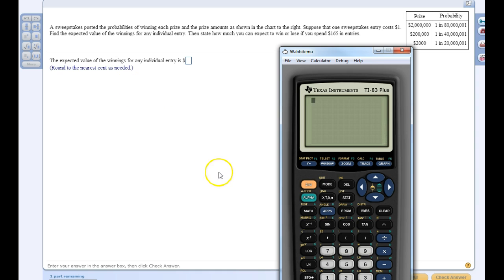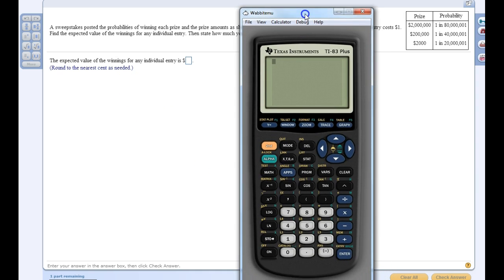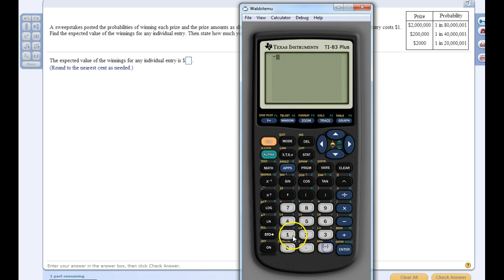Alright, so the way we do this, you're going to spend $1, so that's -1. That's the dollar spent to play the game. Now, if you spend that dollar and win this prize, that's a positive 2 million. But the probability you win that is 1 divided by 80 million and 1.